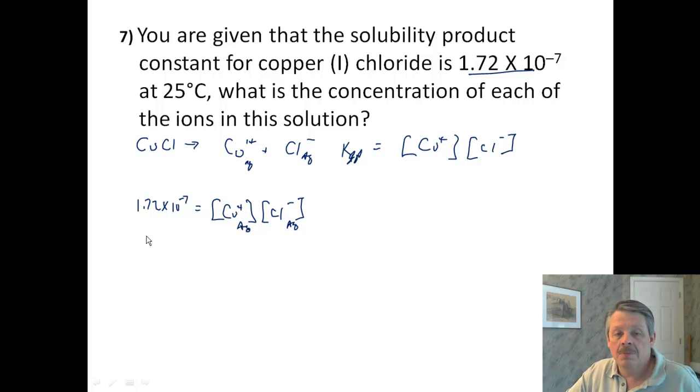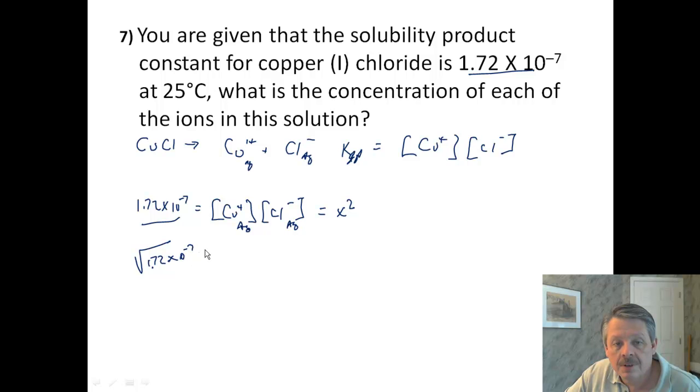Well, that means these two numbers have to be the same. So if I treat these as x, that's like x squared. So if I figure out what x is, I have to take the square root of this. So the square root of 1.72 times 10 to the -7th is equal to 4.15 times 10 to the -4th.